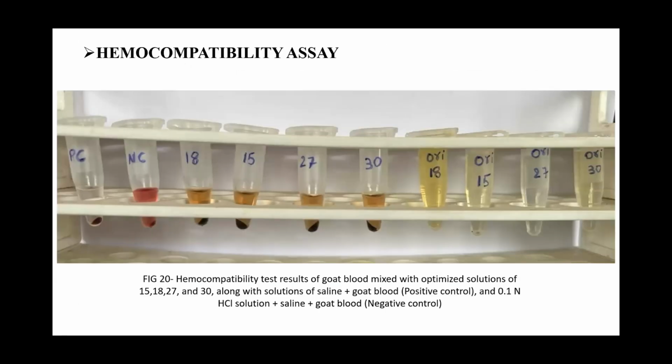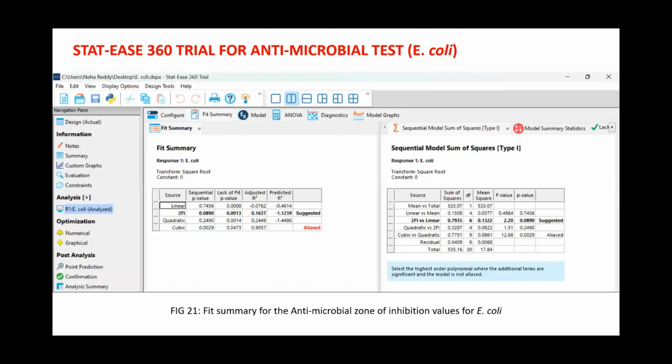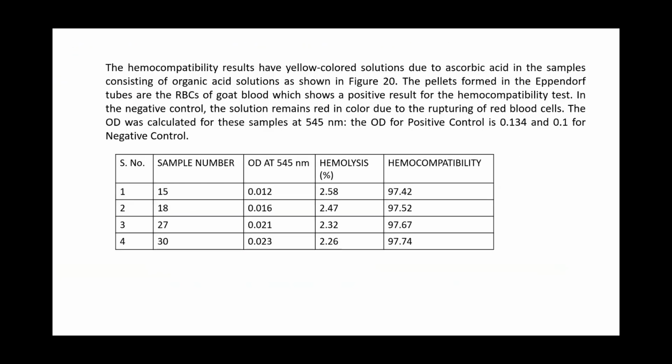Now coming to the hemocompatibility assay, we optimized a few of the solutions from the above tests, that are 18, 15, 27, and 30. And then we did the hemocompatibility test for only 4 of these samples, along with positive and negative control. We then checked the OD at 545 nanometers, and then we calculated hemolysis as well as hemocompatibility as per the formula which was shown before in the earlier slides. Now for the positive control, we got 0.134, and for the negative control, we got 0.1.